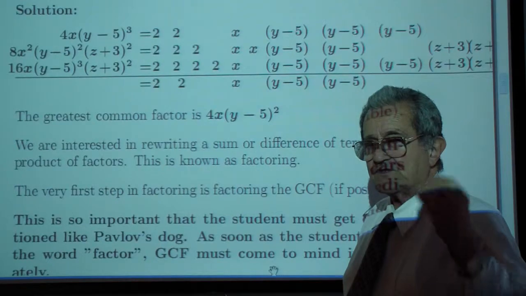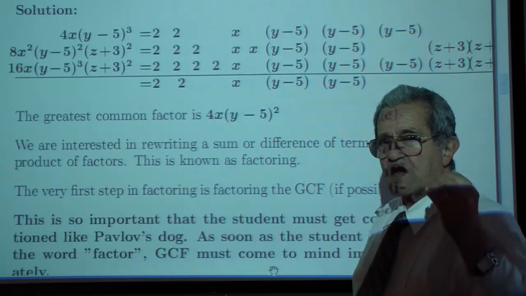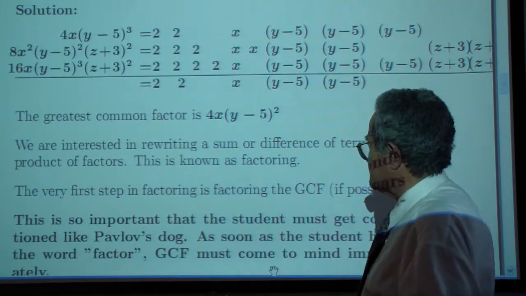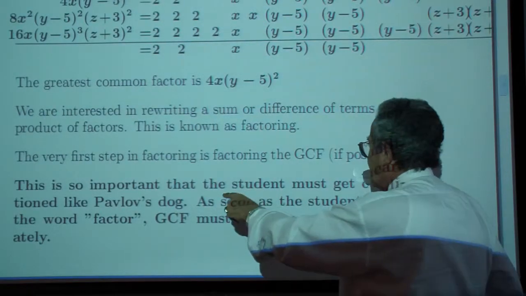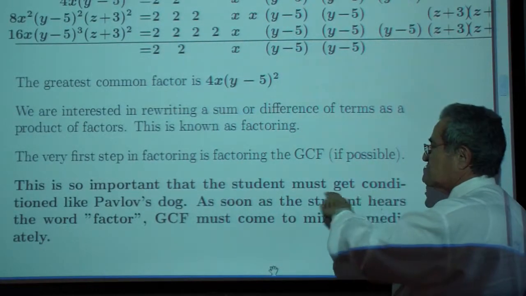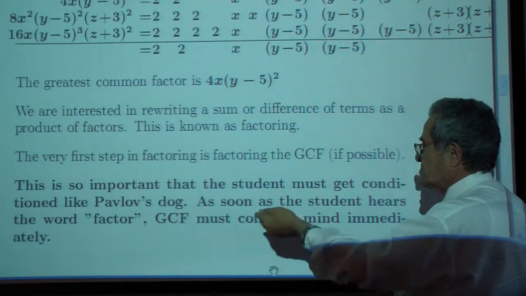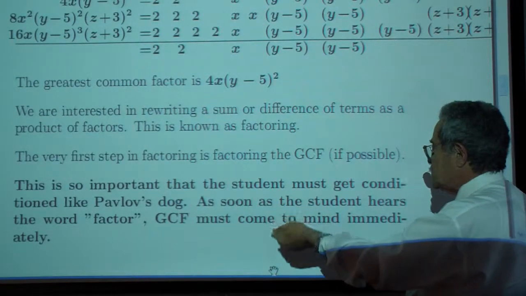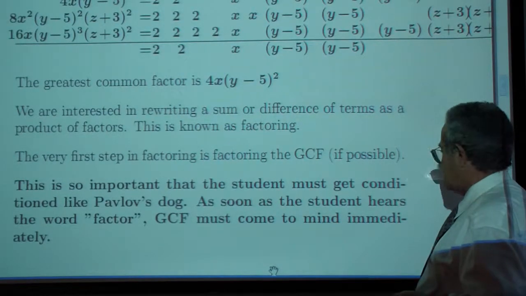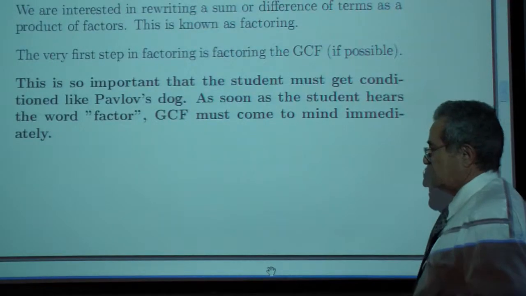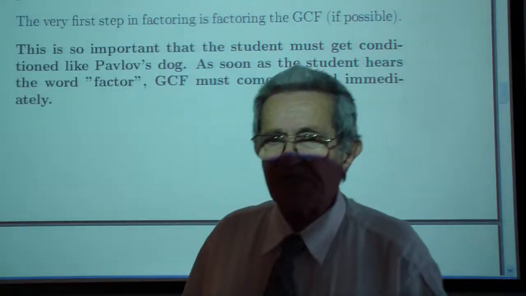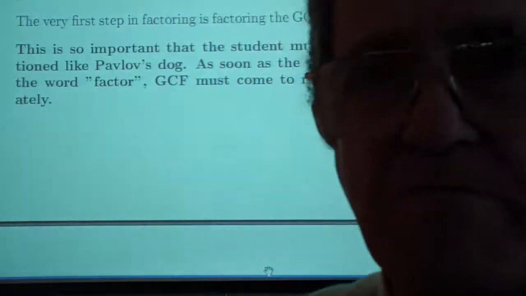Train yourselves to look for the greatest common factor always. This is so important that the student must get conditioned like Pavlov's dog. As soon as the student hears the word factor, GCF must come to mind immediately. GCF immediately. Write it out 1,000 times.